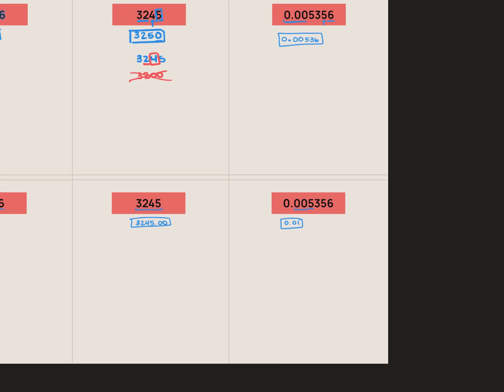And for our last one, I need to round to 2 decimal places, so these are the places I need to keep. I'm going to look to the next value, and I'm going to round up, because it is a 5, to 0.01. And again, I don't want to put any trailing zeros here because it specifically wants me to stop at 2 decimal places.